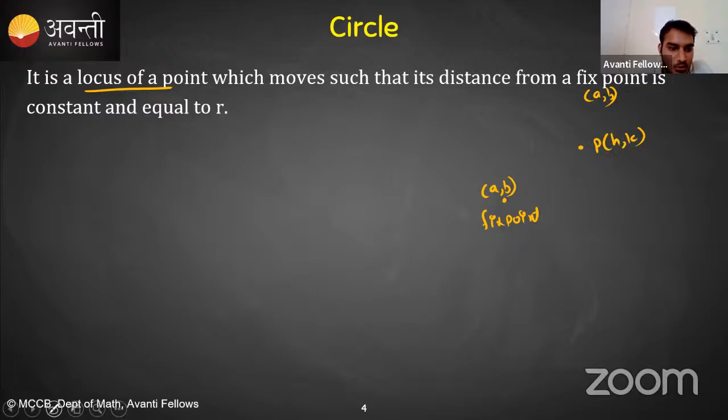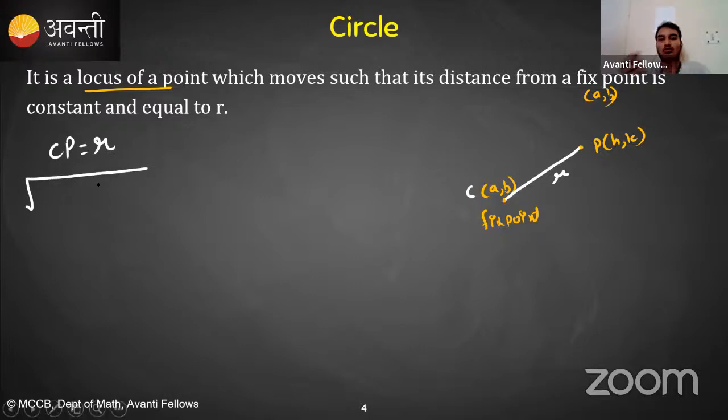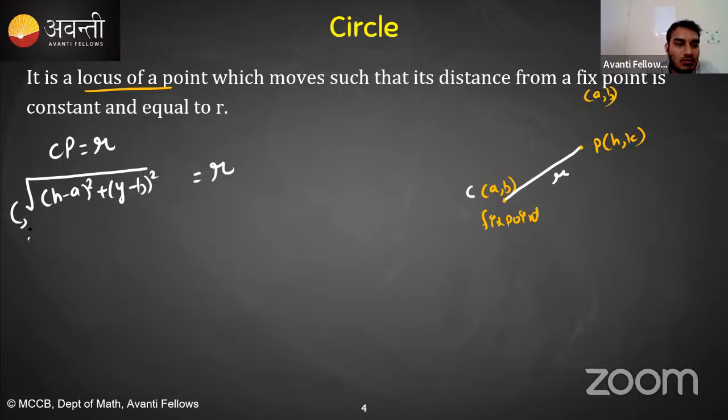The distance of this point p from my fixed point is always constant. So this distance is r. Let's say this fixed point is c, so CP is equal to r. Now how will you find the locus? What is the CP distance? It is nothing but the distance between two points P and C. Square root of h minus a whole square plus y minus b whole square is equal to r.